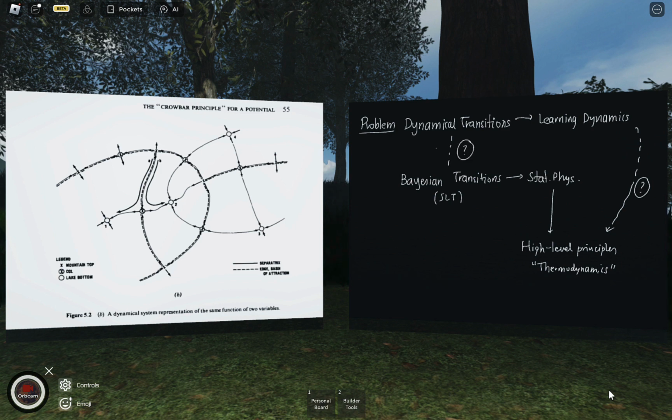So there's two question marks there, right? Going from the observed dynamical transitions and trying to understand them to high-level principles, you can either try to go through learning dynamics, or you can try to make a link to Bayesian transitions. And the paper, in part, is about trying to examine this link. Okay, so the paper has two main goals: to be a good toy model of Bayesian transitions in NNs, and to try and establish this link between dynamical transitions and Bayesian transitions, and some other things besides, but those are two of the things we wanted to do.